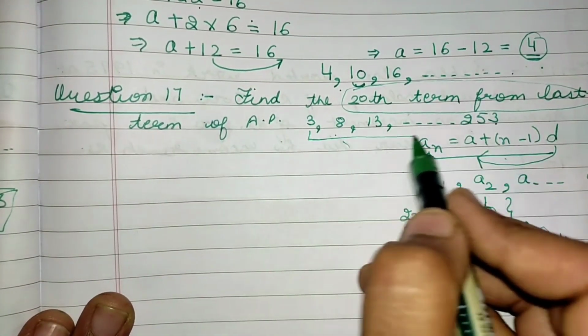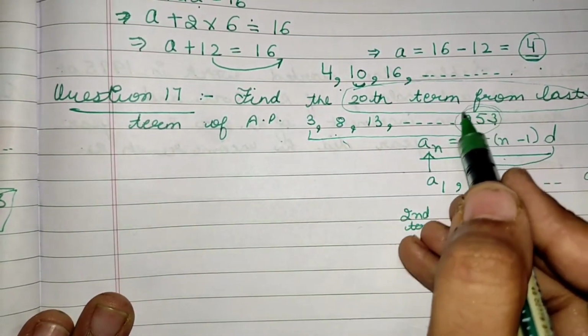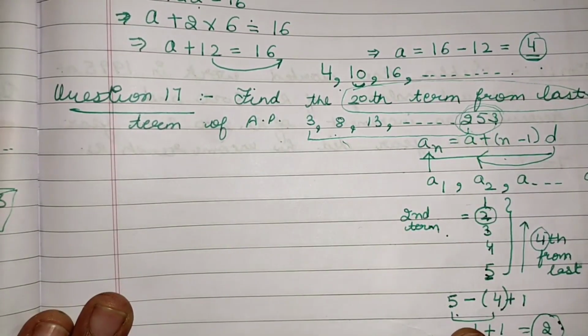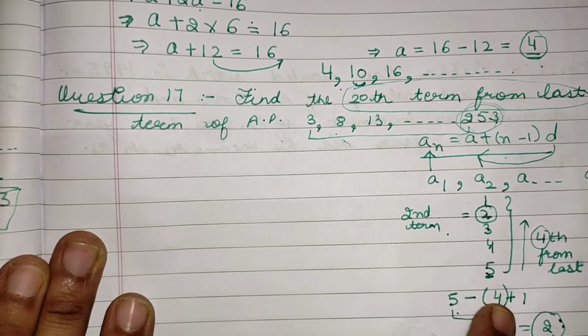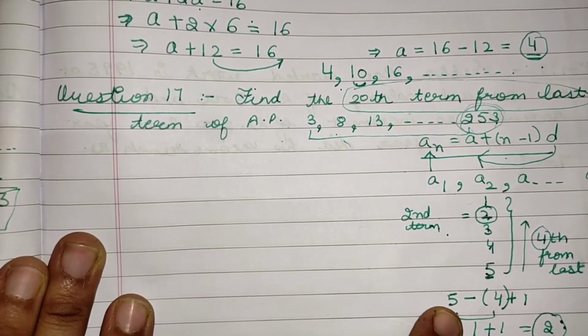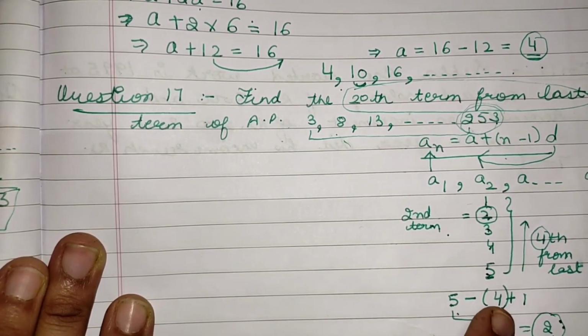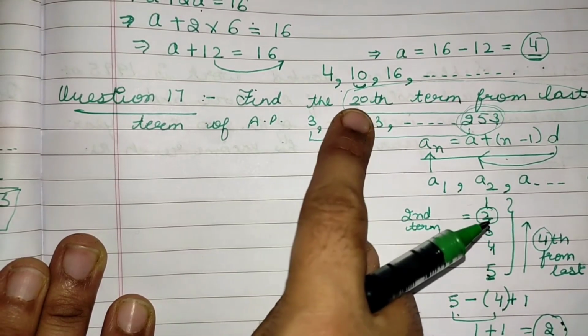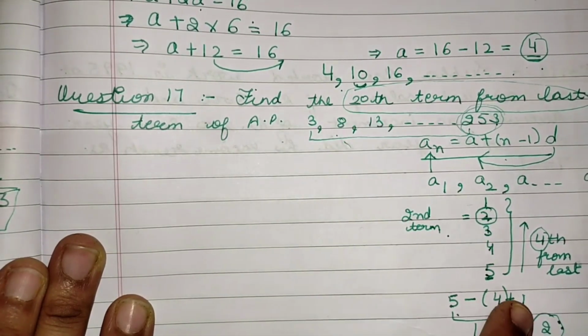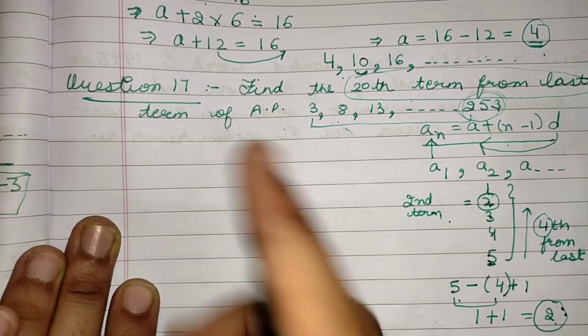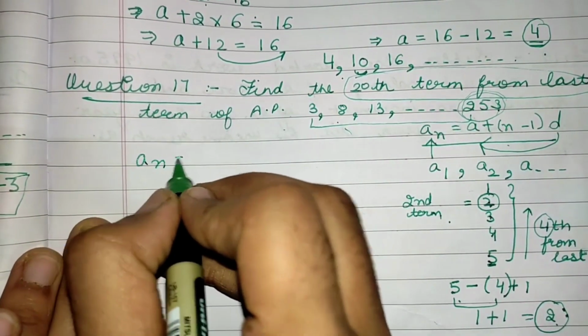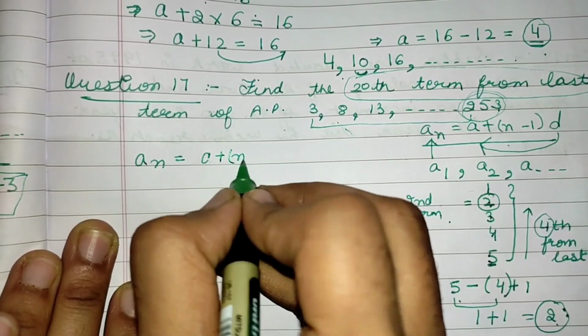For that, first I should know how many terms are there in the AP, because I am using 3 steps in this formula. First is how many terms are there in the AP. Second, the number of the term from the last, which I know is 20, plus 1. Then I will get which term this is from the starting. So first I should know how many terms are there in the AP.